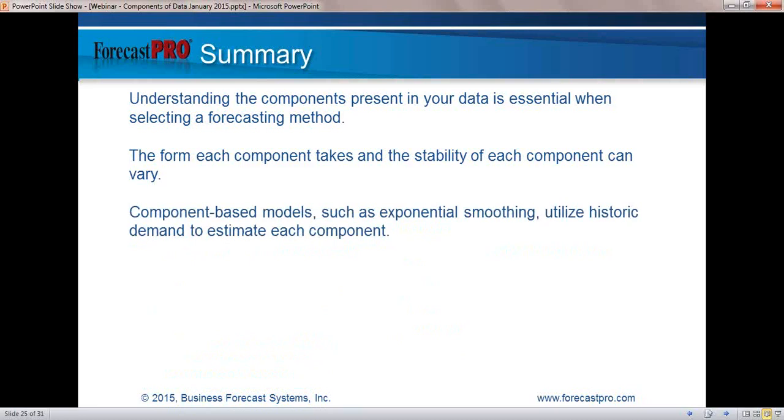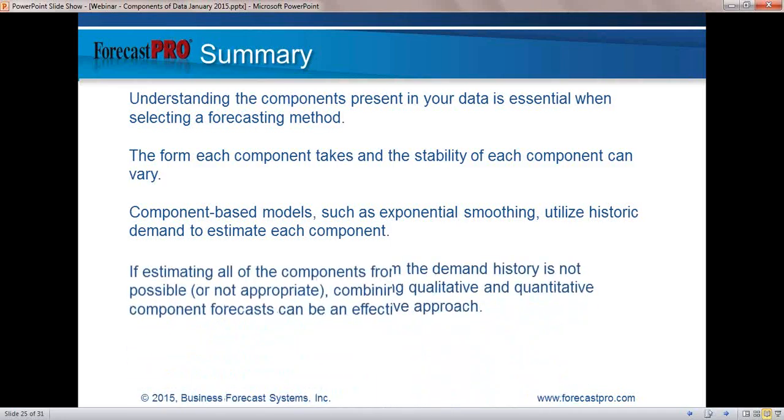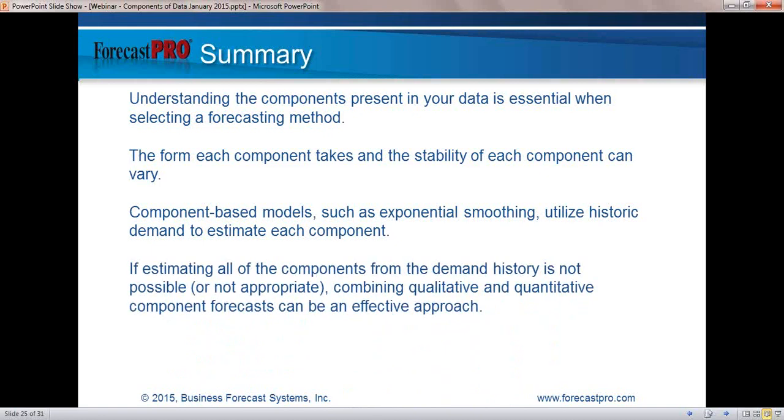Component-based models such as exponential smoothing are going to use the historic demand to estimate current conditions and to forecast them going forward. They often work quite well in cases where there's a lot of continuity between the past and the future, and they're very commonly used in important forecasting methods. On the other hand, there may be times where estimating all of the components from the demand history is not really possible. Maybe I know there will be events in the future, but they haven't occurred in the past. So I really can't build a statistical model for what's going to happen.